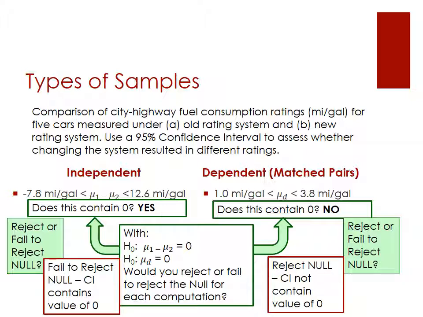Well, we're going to fail to reject the null for the independent because the confidence interval does contain the value of 0, so it's fully possible that the null is correct. Looking at the dependent matched pairs, we are going to reject the null because here the confidence interval does not contain the value of 0. So when we're looking at these, we get two different interpretations as well.